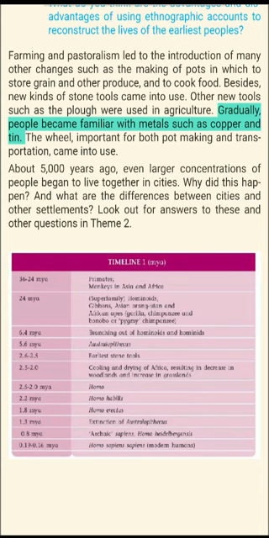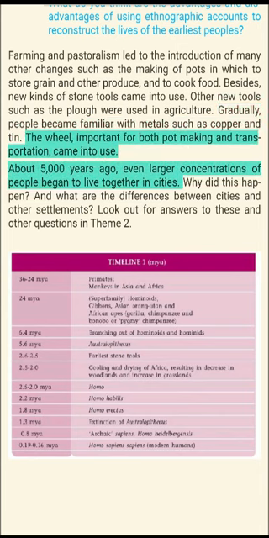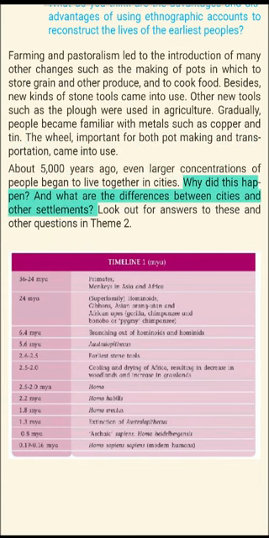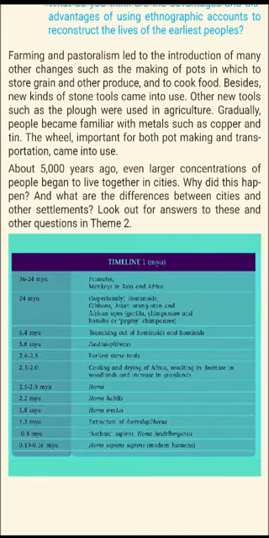Gradually, people became familiar with metals such as copper and tin. The wheel, important for both pot making and transportation, came into use about 5,000 years ago. Even larger concentrations of people began to live together in cities. Why did this happen? And what are the differences between cities and other settlements? Look out for answers to these and other questions in Theme 2. The Rift Valley, East Africa.